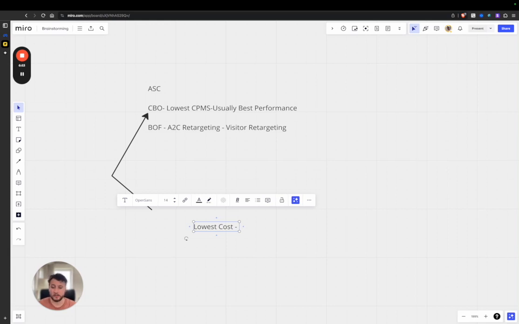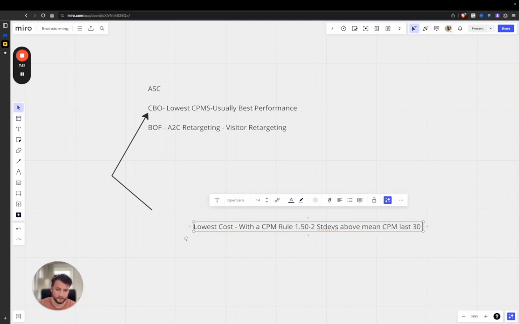really the main issue here is it might spend when you have extremely high CPMs, but you can easily negate this with a rule, right? So for example, you can run lowest cost with a CPM rule and basically take 1.5 to 2 standard deviations above your mean CPM for the last 30 days. Right, so you can update your rule every 30 days just depending on the market conditions, because CPM is very variable, seasonally especially.